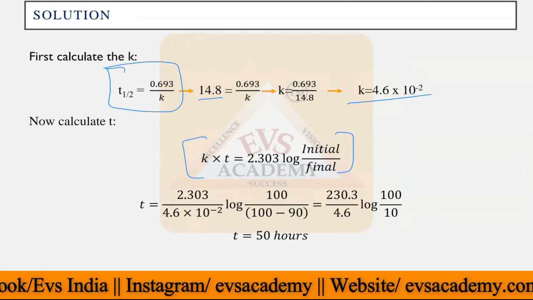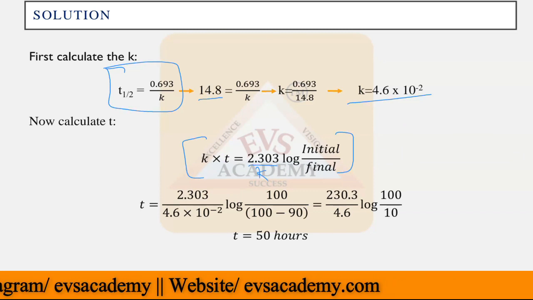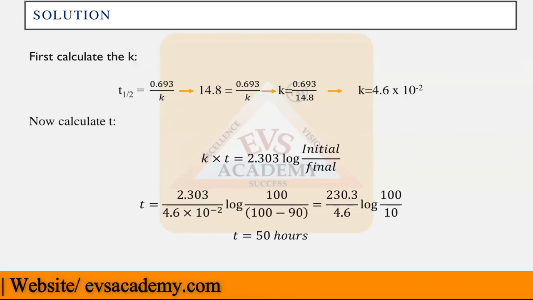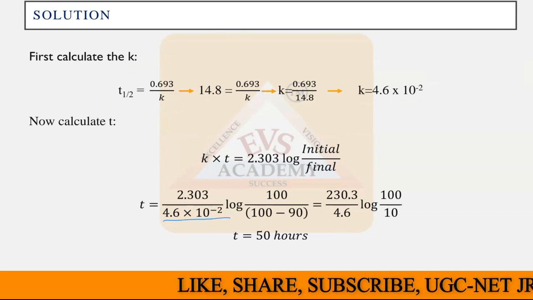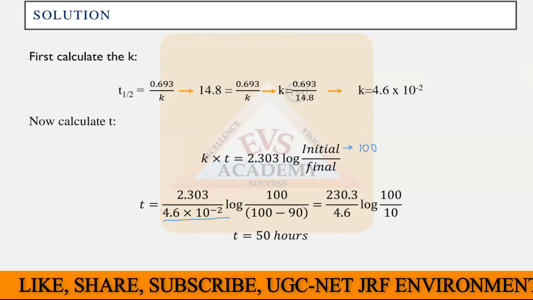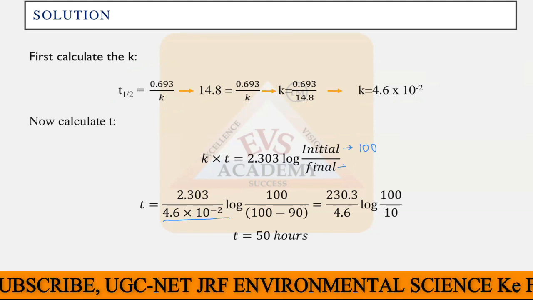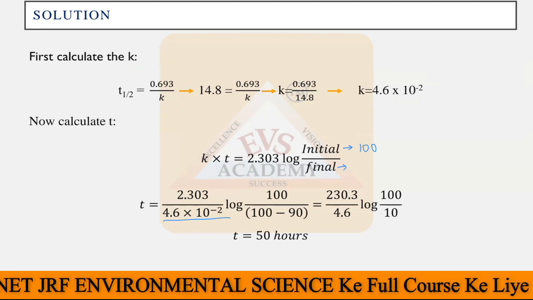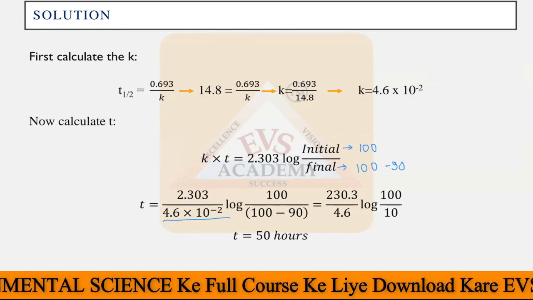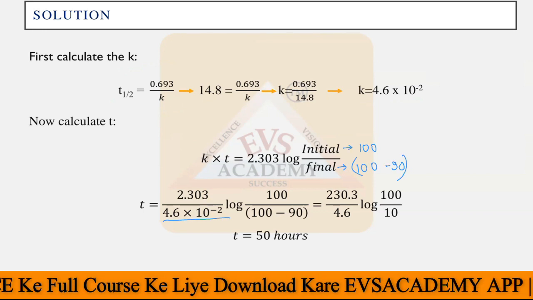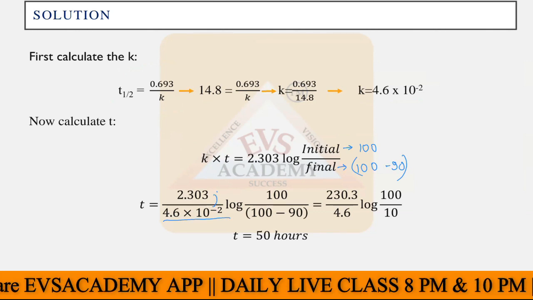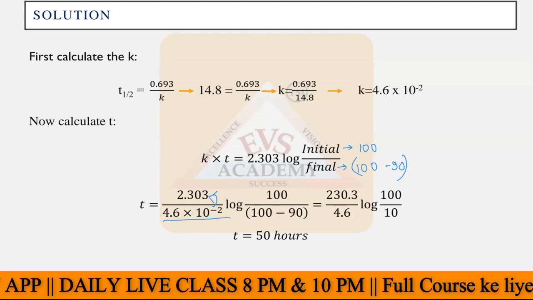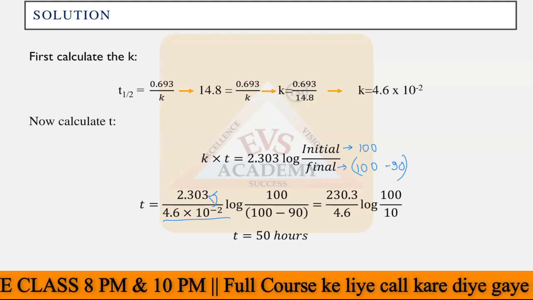So here T is equal to 2.303 divided by K, as K goes to this side as the denominator. K is 4.6 multiplied by 10 to the power minus 2, and log of the initial amount, which I am assuming is 100. Because in the final time 90% of the material is converted, the final amount would be 100 minus 90. Only 10 would be left as the final. So 100 divided by 10, or 100 minus 90, you can take. And here this 10 to the power minus 2 will go to the numerator and become 100. So this would be 230.3 divided by 4.6 times log 100 divided by 10.